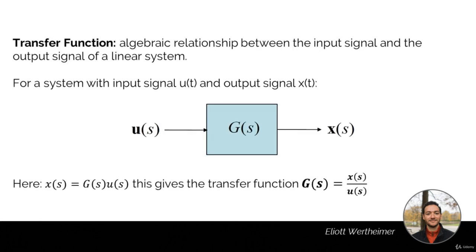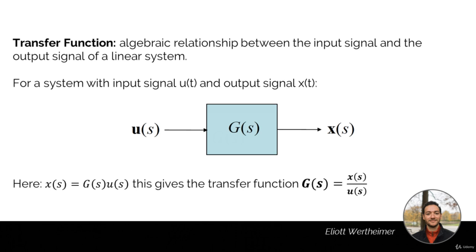So to sum up, a transfer function is the algebraic relationship between the input signal and the output signal of a linear system. For a system with input signal u(t) and output signal x(t), we can write the following block diagram. We use Laplace transform because it makes it so much easier to calculate everything.